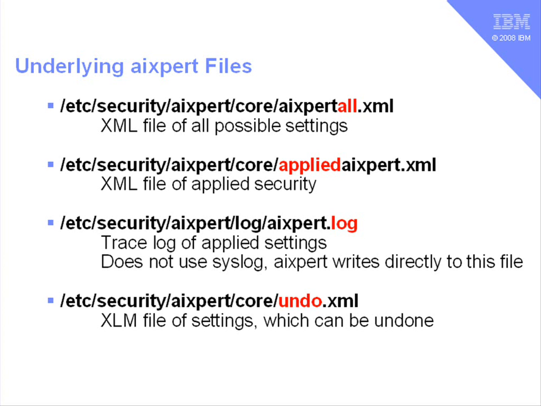aixpert logs things to a particular log file. You can go and look at the log file to see what's happening. And if we apply a level and we don't like it, we can do an undo operation, and the details to actually do the undo are in the undo file, as you might have guessed.